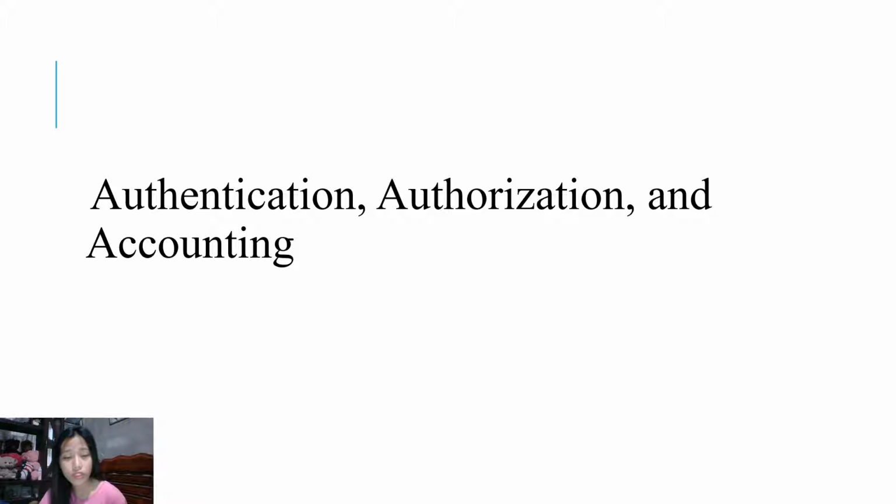Authentication, authorization, and accounting. So it is the triple A network security services. It provides the primary framework to set up access control on network devices. So AAA is a way to control who is permitted to access a network, what they can do while they are there, and what actions they perform while accessing the network. So it's authenticate, authorize, and accounting.